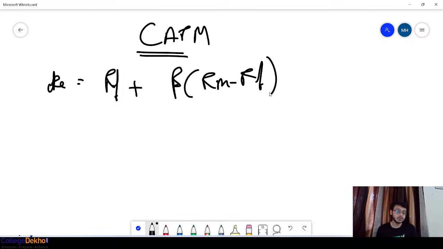So when we understood this equation, we talked about KE as the cost of equity, and RF is the risk-free rate, which is the rate of interest on government securities or gilt funds. And why is it risk-free? Because ultimately the government won't be defaulting on their payments.